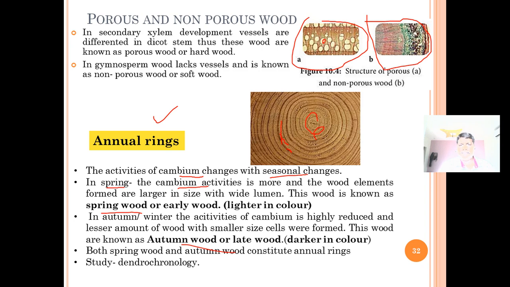Every year two types of rings are produced, and combined we call them an annual ring. With the help of these annual rings we may calculate the age of the plant. The study of annual rings and calculating the age of the plant, we call dendrochronology.